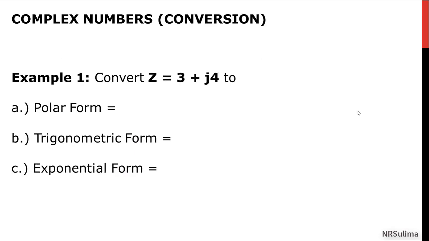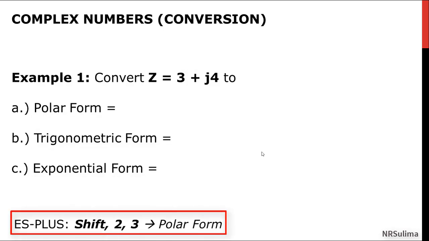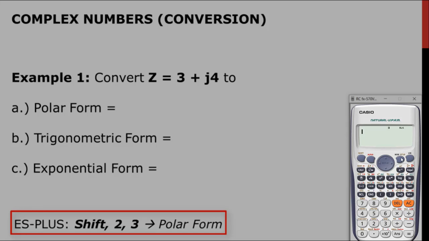For example, let us convert this complex number z equal to 3 plus j4 into its equivalent polar form, trigonometric form, and exponential form. Using our calculator, press Shift 2 and 3 to convert 3 plus j4 to polar form. We set our calculator to complex mode. Press mode, press 2 for complex, and type 3 plus 4i, press equal sign. Convert this number into polar, press Shift 2 and 3 and then press equals. Our answer is equal to 5 angle 53.13 degrees.